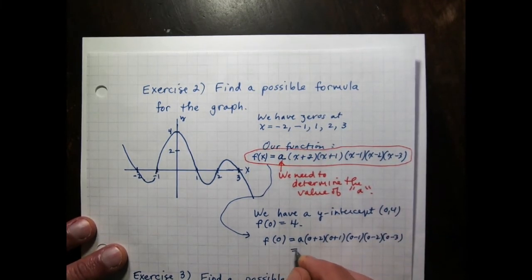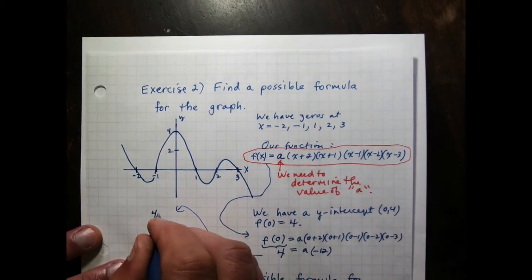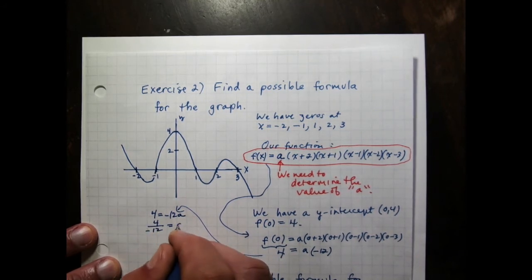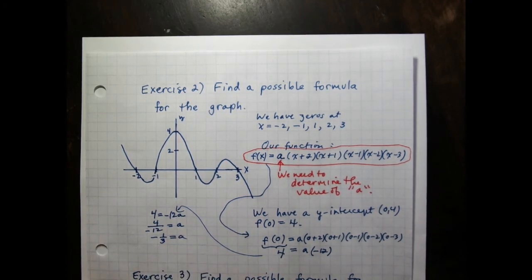And of course this can be simplified a whole bunch, right? This is A times 2 times 1 is 2 times -1 is -2 times -2 is +4 times -3 is -12. And that f of 0 has to come out to be 4. So we can solve this little equation. We have, I'll write it over here, 4 equals -12A. So 4 over -12 is A. That means that reduces to -1/3 is A.